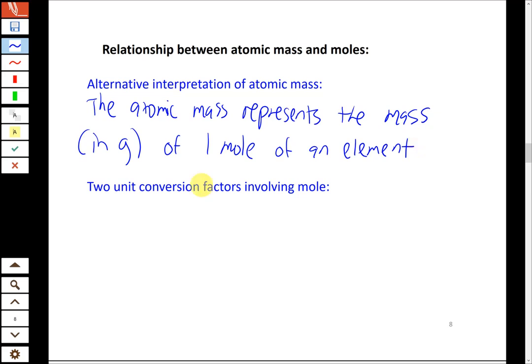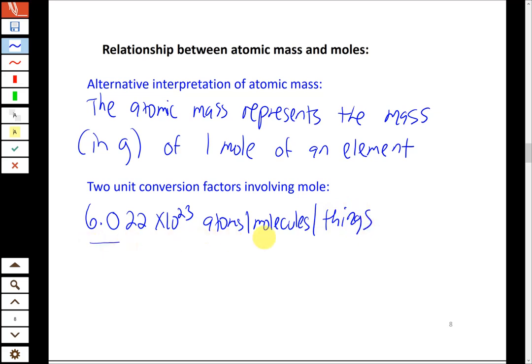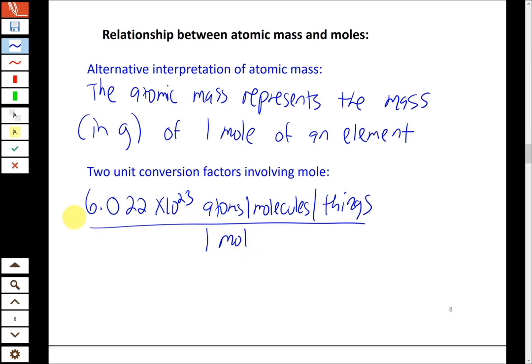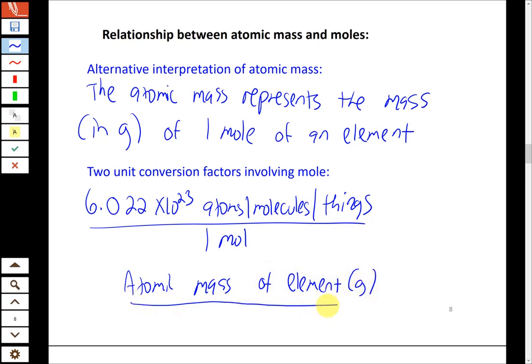So at this point, we have 2 conversion factors involving the quantity mole. We're going to build up more of these as we go through this next part of the course, especially in the next couple chapters. But the 2 big ones for this chapter are Avogadro's number, which tells us how many atoms or molecules, or even more generally, things we have in 1 mole. Again, you can count anything with a mole, but it's usually going to be atoms and molecules. And then the other one is the atomic mass, which is that many grams of an element in 1 mole of an element.